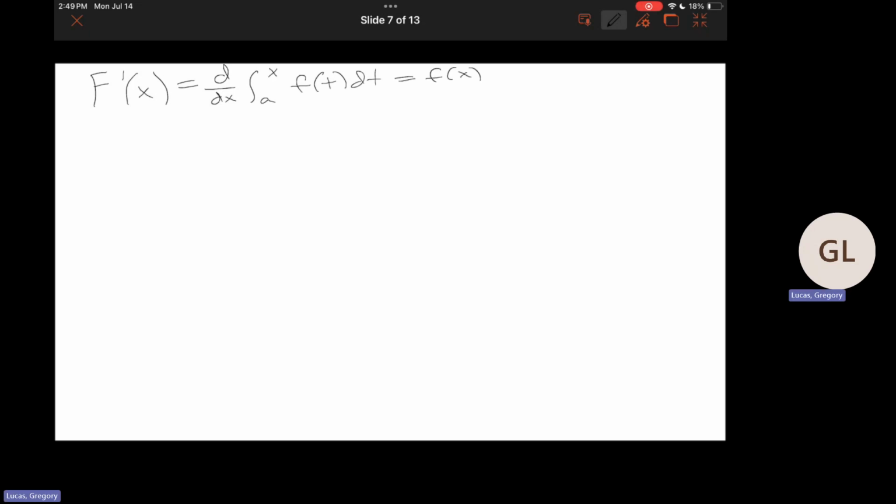to the original function. So what this theorem says is if I take the derivative of an antiderivative, I'm back to where I started. I'm at the original function. So let's look at a few examples of this.